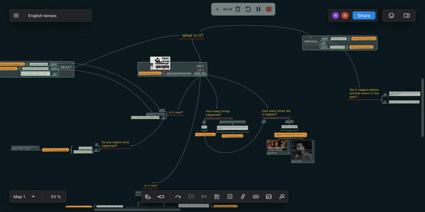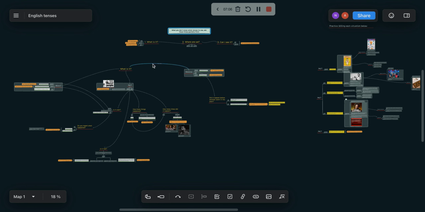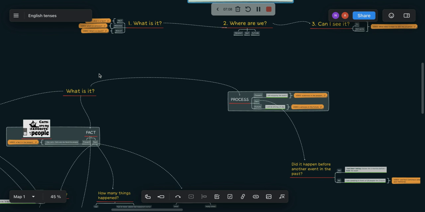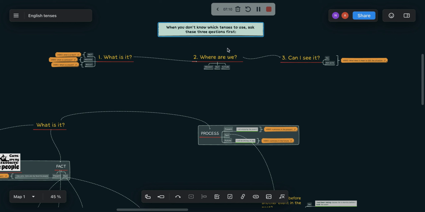It's very difficult to memorize all the grammar rules. And it's not useful either. We don't want to memorize the rules so that we can retrieve them from memory when we need them. We want to understand the logic of things. We want to make the right decisions when we speak. And I tried to make it simple. You ask yourself only three questions. What is it? Where are we? And can I see it?